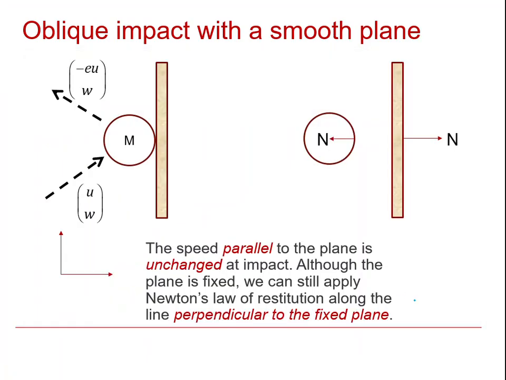Right, back to where we were. That's all summarized by this pair of vectors here: if you have U parallel and W for approach, you'll get minus EU and W for the bounce back, for the reflection velocity.